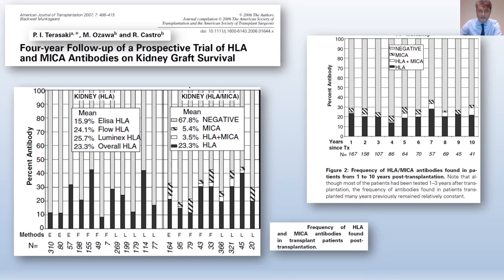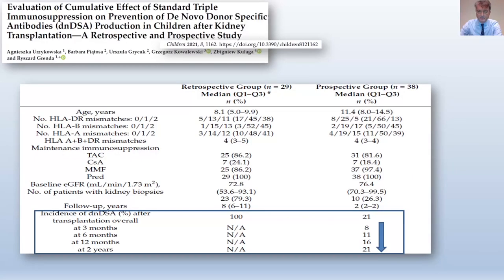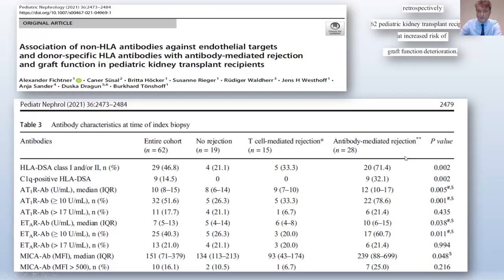If it's prospective, for years the number repeats that the average incidence of HLA and non-HLA antibodies is about 22-25%. This number was published a couple of years ago by people from UCLA, but it is repeated in more recent reports. So prospective screening gives more or less similar numbers. This is an example of the small study we did, showing that with time, the incidence of DSA regularly increased, and about 2 years post-transplant, it was about 21%.